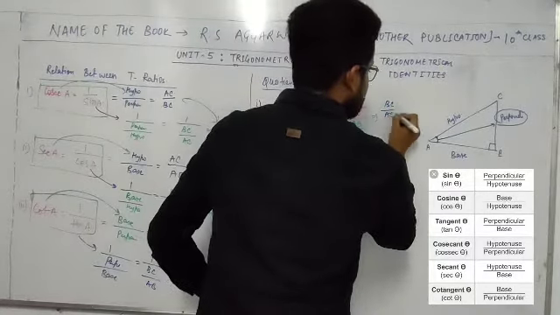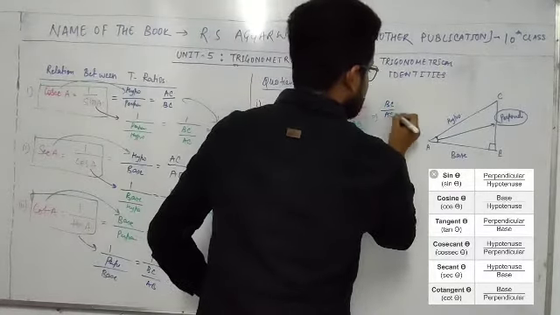Now the last one is tan A into cot A. Tan A is perpendicular upon base, or we can say that tan A is sin A upon cos A. So this is sin A upon cos A into cot A. This cot A is cos A upon sin A. So this one is cancelled out, and this one is cancelled out. So the value is 1. So tan A into cot A is equal to 1. This is the quotient relation, and this is the relation between trigonometrical ratios.